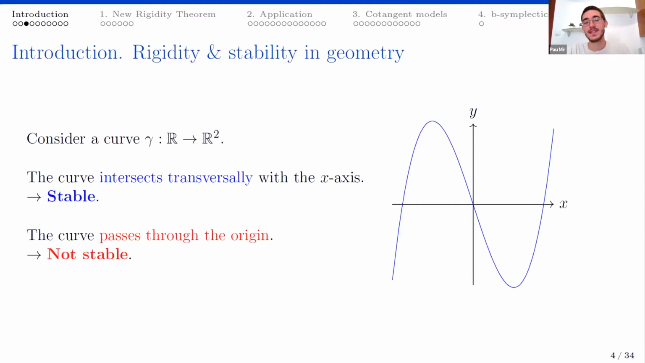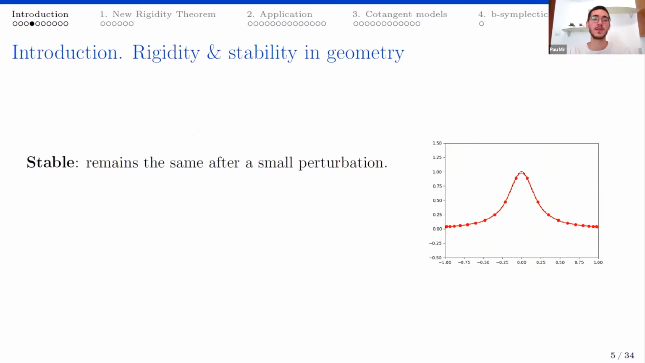The other one, on the contrary, is not stable, because passing through the origin is a property that you lose if you perturb this function a little. Only if you are extremely lucky and you perturb it in the exact direction would you not lose this property. But in general, after a small perturbation, you would lose this property of passing through the origin. So this is the basic idea of stability, and stability is connected with rigidity, because you can think of stability as remaining the same after a small perturbation.